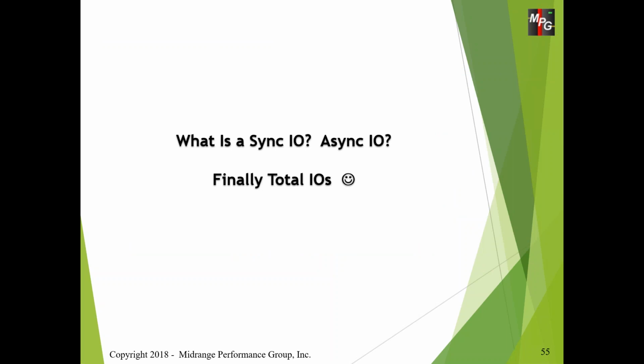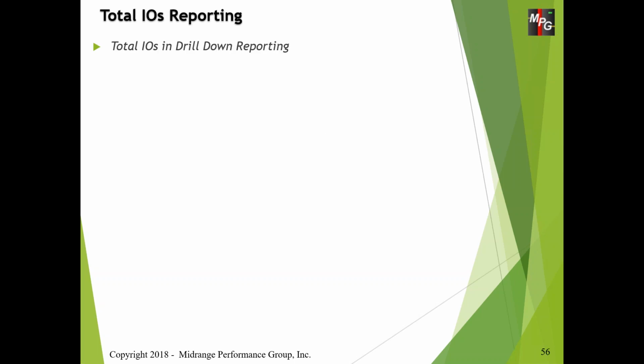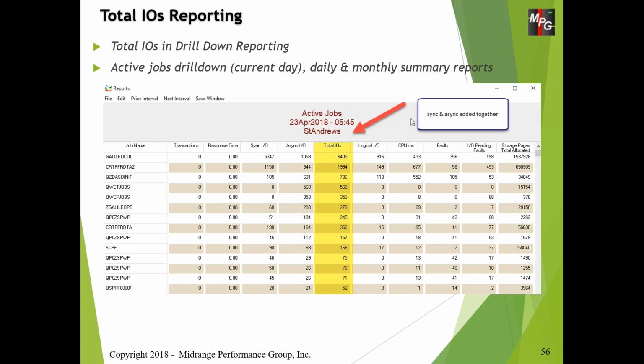That's your bad IO, the IO where everything stops dead in its tracks, versus an async IO where things can keep running. And it just confuses a lot of people. Even when you know the difference, you're always asked to understand the impact of IOs. What we did in version 19 is make it a little easier for people. We just added total IOs.